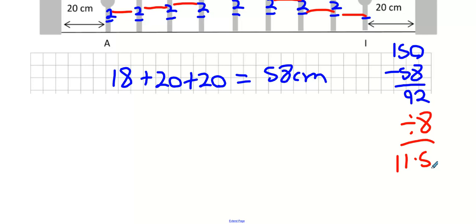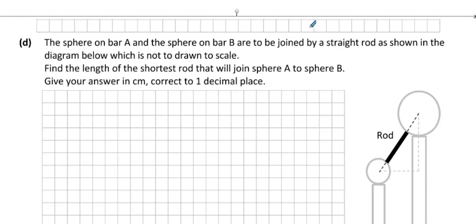A sphere on bar A and a sphere on bar B are joined together using a straight rod as shown.